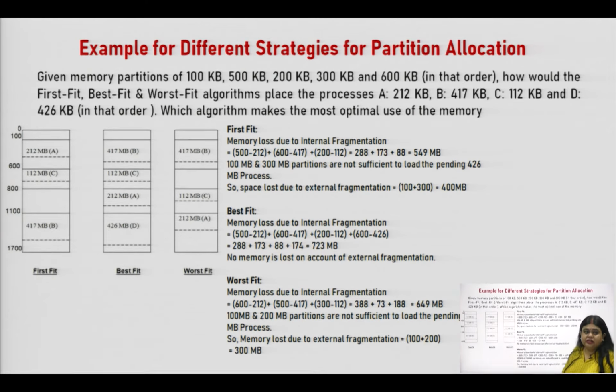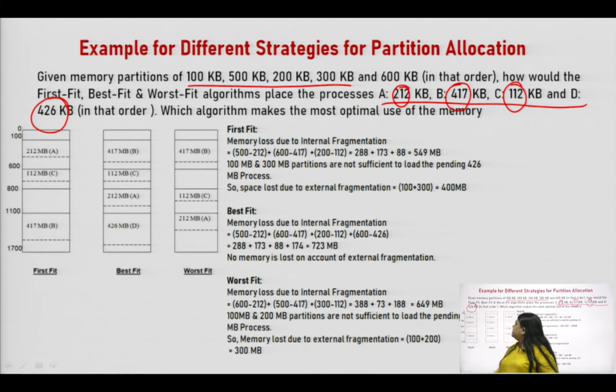I have taken a question, and over here you can see the partitions available. We have a 100 kb partition, a 500 kb partition, a 200 kb partition and a 300 kb partition. And what are the requests? A is a process coming with a 212 requirement, B with 417, C with 112 and D with 426. This is a scenario where you have to find the internal and the external fragmentation.